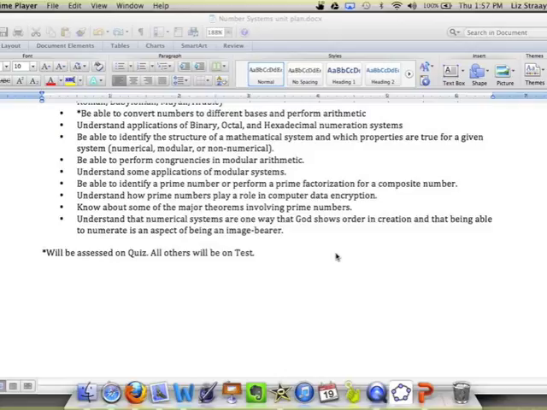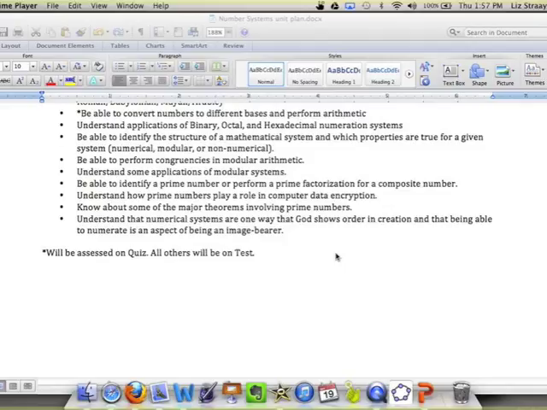And the very last one says, understand that numerical systems are one way that God shows order in creation, because there's so many patterns in number systems. And being able to actually count and do things with these numbers is part of us being made in his image. Squirrels don't so much count. They know more acorns is better than fewer acorns, but they don't do things with that knowledge, other than eat. So something important about being made in God's image is that we can think abstractly about those huge numbers and about the primes.